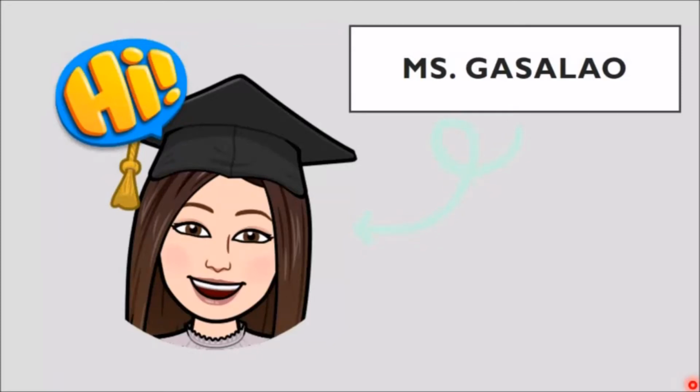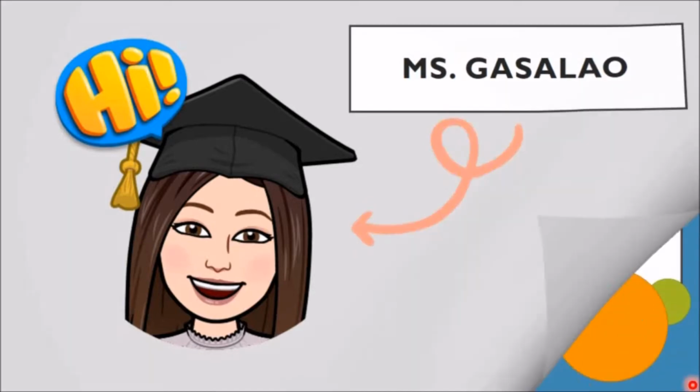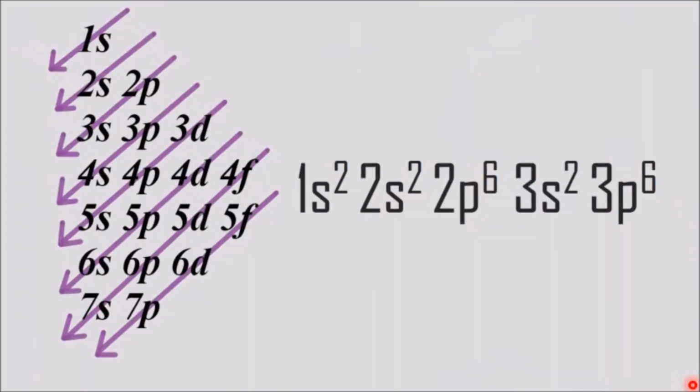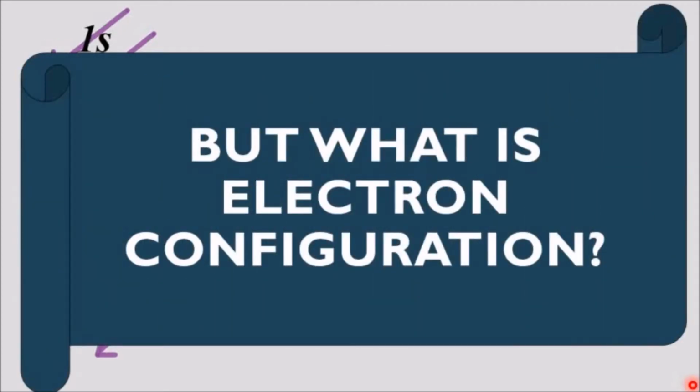Today, we're going to talk about one of the most misunderstood topics in chemistry, which is electron configuration. Now, when you search the internet about electron configuration, you will frequently see these things. Pretty confusing, right? But let me tell you this, electron configuration is nothing to be scared of. In fact, once you get the hang of it, everything will just make sense and you will find writing electron configuration quite fun. But to start, what is electron configuration?